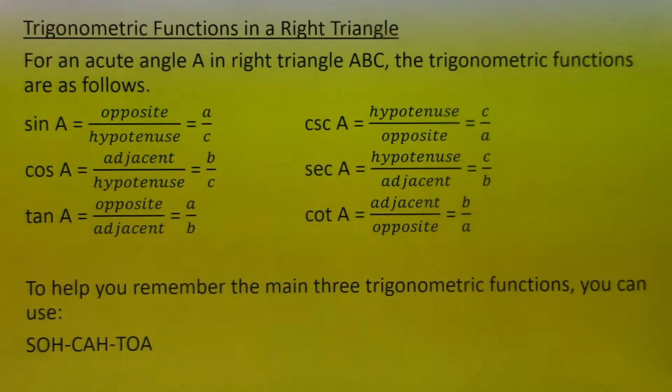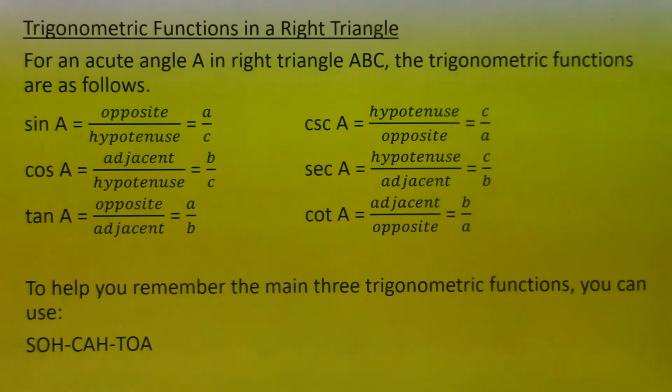Cosecant of A is equal to hypotenuse over opposite, which is lowercase c over lowercase a. Secant of A is equal to hypotenuse over adjacent, lowercase c over lowercase b. Cotangent of A is equal to adjacent over opposite, which is lowercase b over lowercase a.